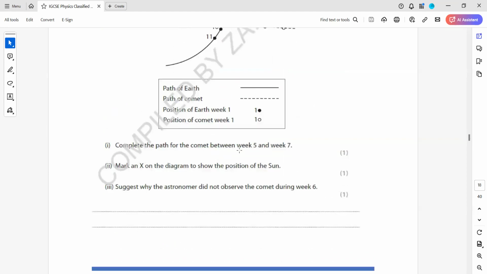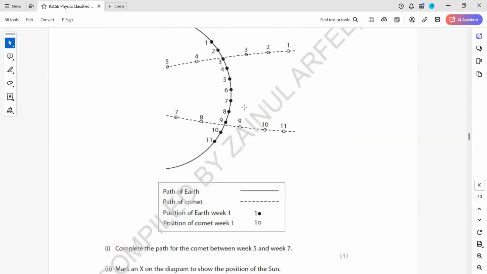Mark an X to show the position of the Sun. Where will we have the Sun? So this position will be the Sun.